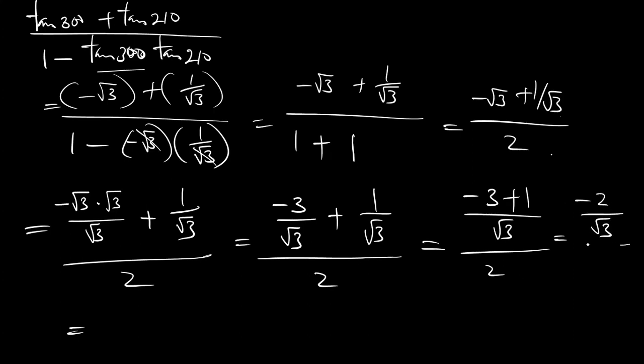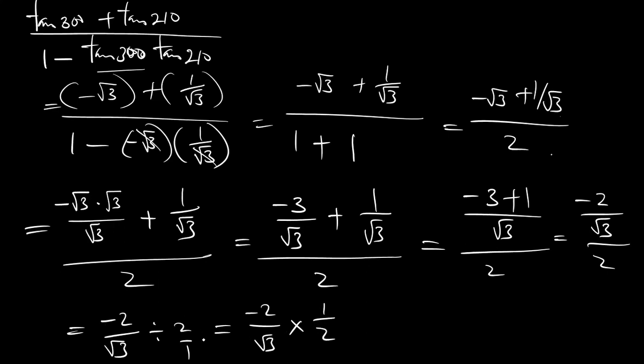So, let me just make it simpler for you. You have minus 2 divided by root 3 divided by 2 over 1. This is the same thing as saying minus 2 divided by root 3 times 1 all over 2. You reverse the second expression. So now this will cancel. You have minus 1 all over root 3. So this is the final answer.